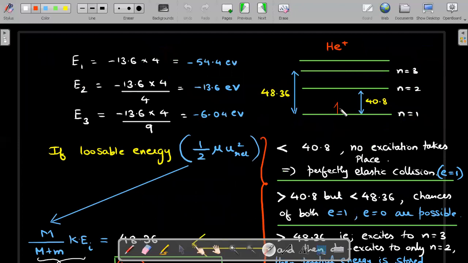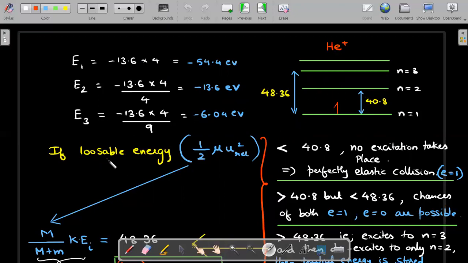I'll write the energy states of helium plus ion with only a single electron available in the ground state, as you could see. And these numbers you can all calculate easily. Minus 54.4 is this, then minus 13.6, and the third level is minus 6.04. Simple calculations. What is more important is the difference in the energy levels. So the 1 to 2 difference is 40.8, and the 1 to 3 jump is 48.36. Okay, so keep in mind these two numbers.